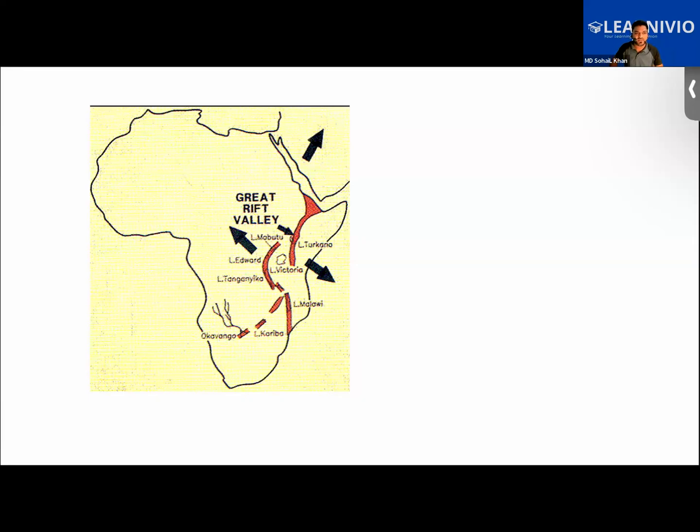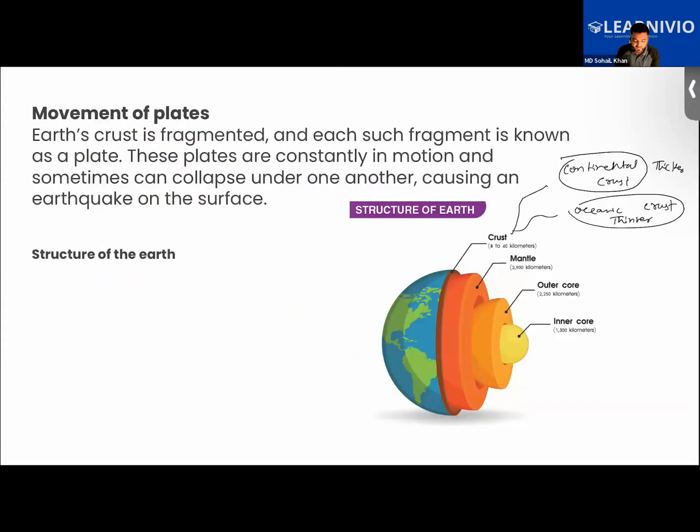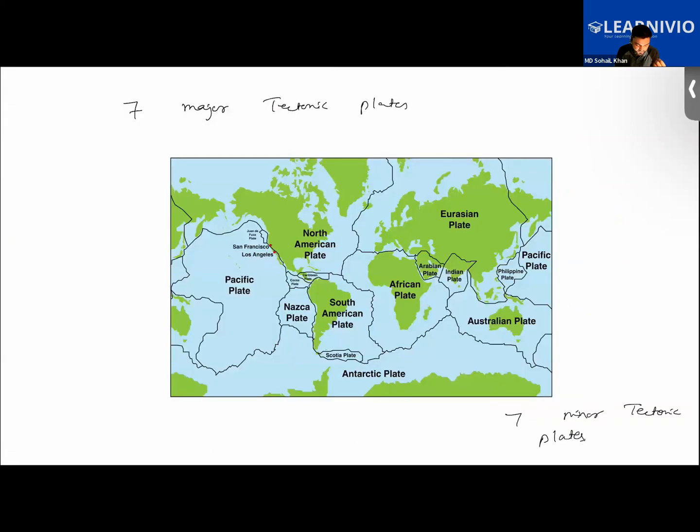So I was saying that in the upcoming probably 1 lakh year, 2 lakh years, or maybe 5 lakh years, no one knows how much, there will be separation of this piece of landmass from the African continent. This basically tells us that the tectonic plates are in movement. Actually, we can see an example of the movement of the tectonic plate over here. So that is one thing. Then we learned that earthquakes lead to loss of life and property.